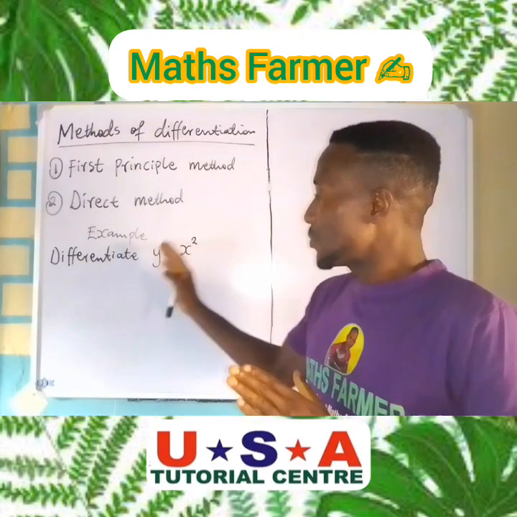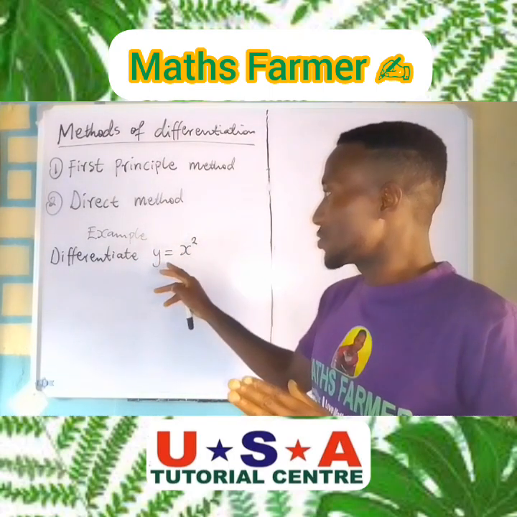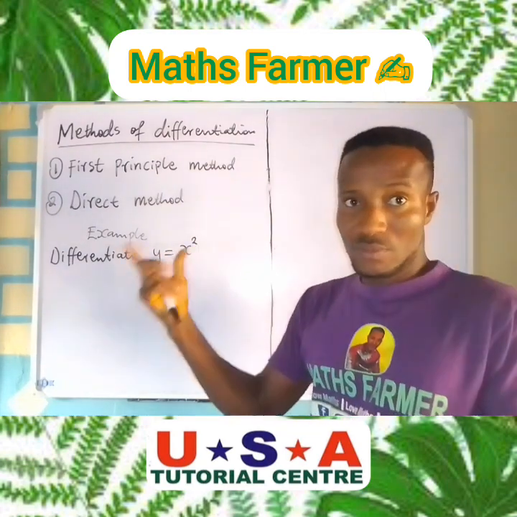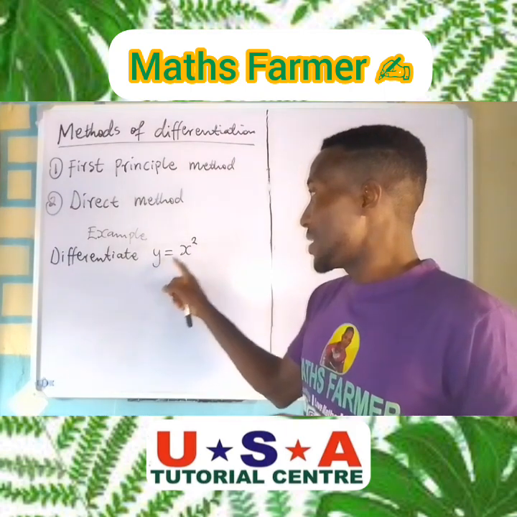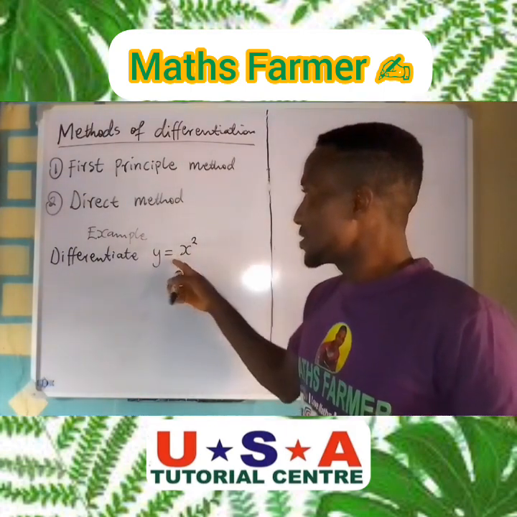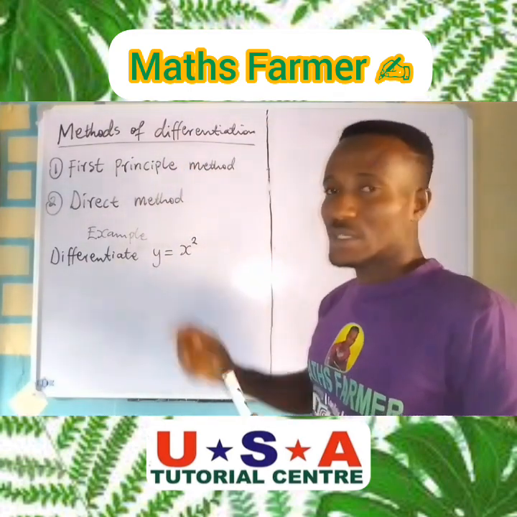Now, we have an example on the board. Differentiate y equals x squared. This is a function. A function has two variables, a dependent and an independent variable. Now, the question is, we should differentiate this function. We want to use the first principle method to differentiate this.